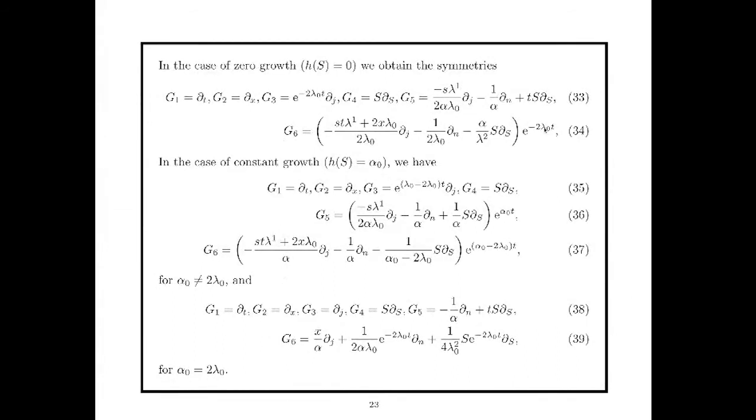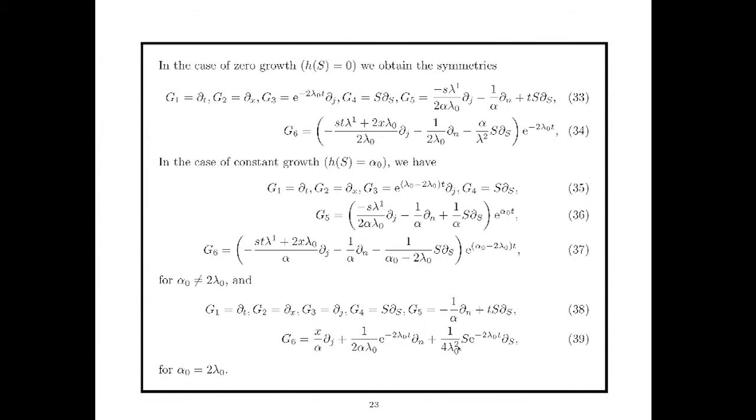As you can see, they're quite messy. If you have constant growth, you also have 6 symmetries given by 35 to 37, when we have a particular relationship between the constants, and 38 and 39 for another relationship between the constants. I should point out there's also an infinite dimensional symmetry linked to the linear equation that arises in the system, but I haven't given that particular symmetry.